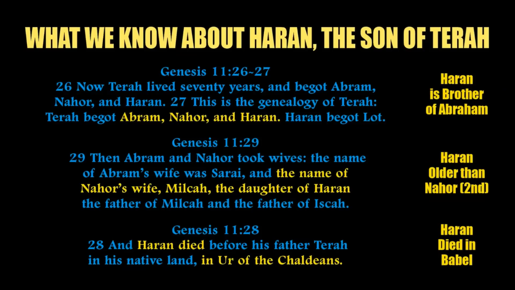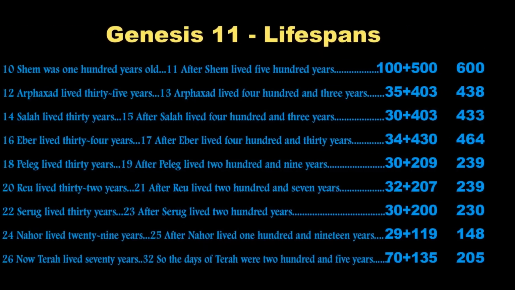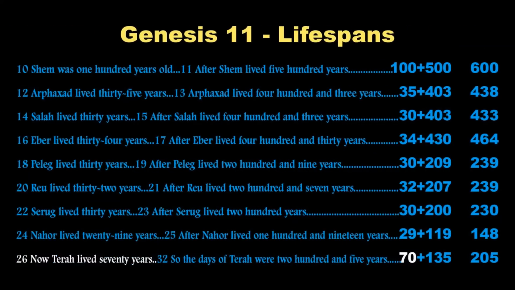Before we get to the timeline, we need to go back to the genealogy in chapter 11 to note one thing. Look at Terah at the bottom. He was 70 years old when he had his 3 children. That does not mean he started having children at 70, but finished having them at 70. We really don't know when he started having his children. It could have been much earlier, before 70 years of age.